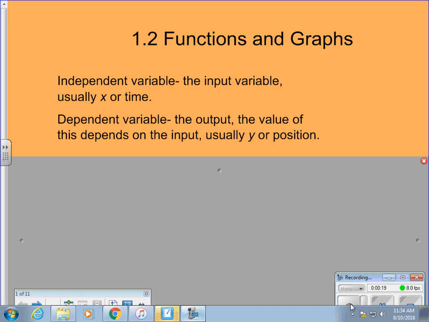Gentlemen, are we ready or not? Good, it's recording. We just got to sit down there.